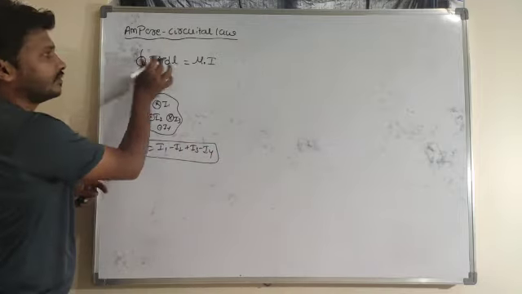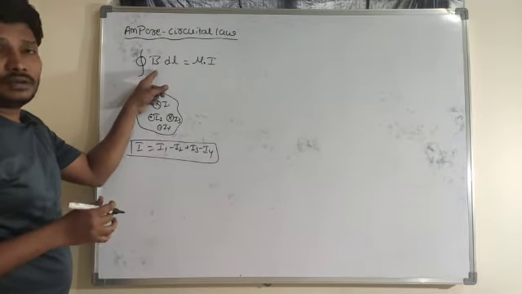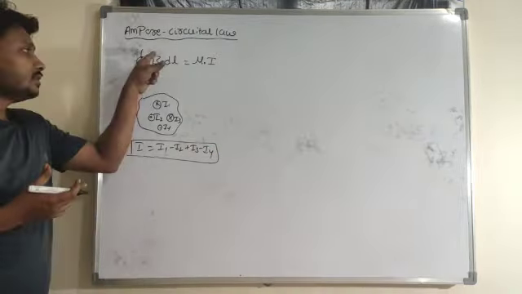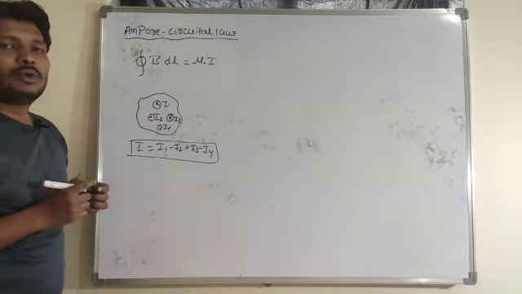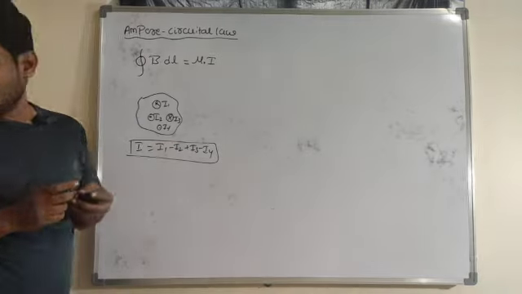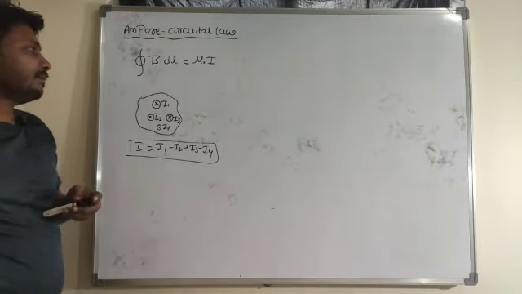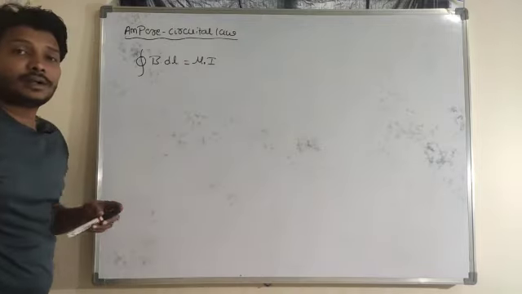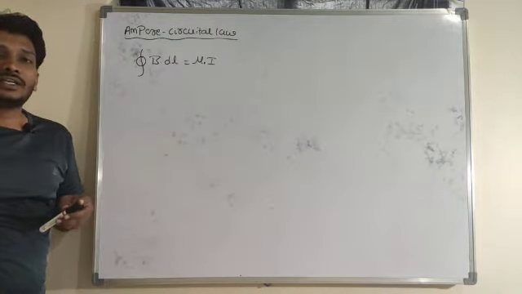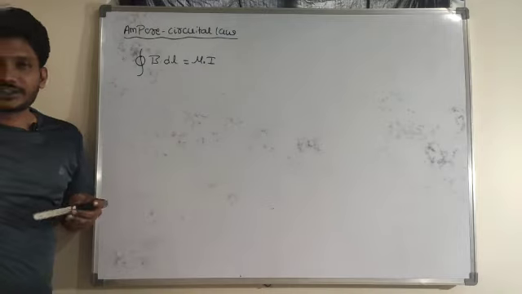So in Ampere's circuital law, the line integral of the magnetic field around any closed circuit is equal to mu naught times the total current enclosed by it. Based on Ampere's circuital law, we are going to write the expression for the magnetic field in the case of an infinite straight wire.